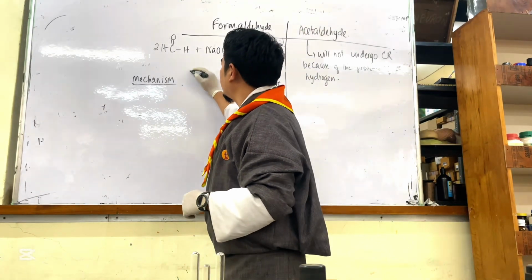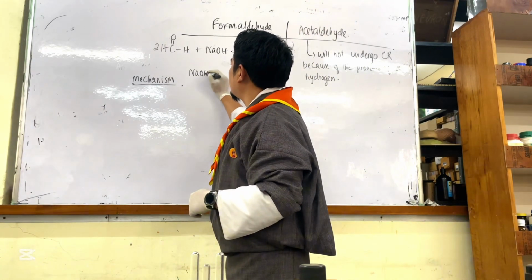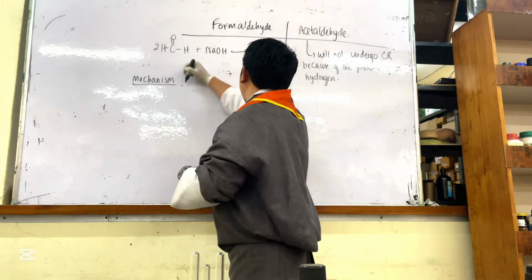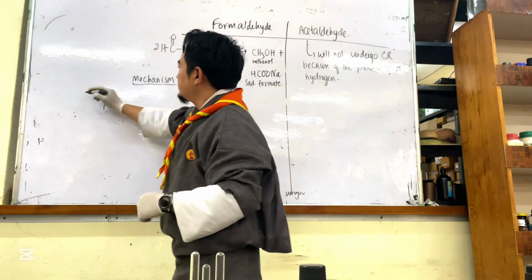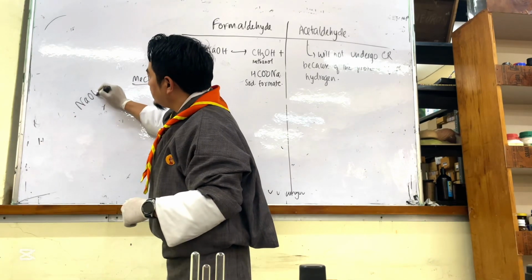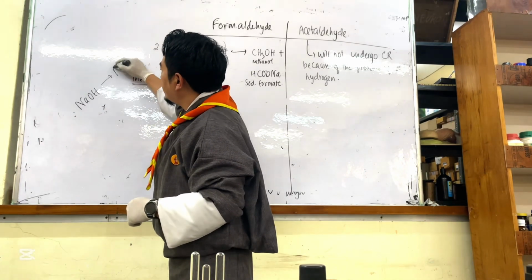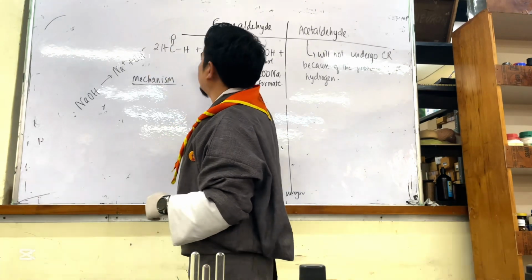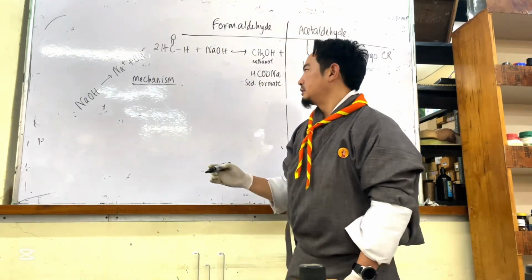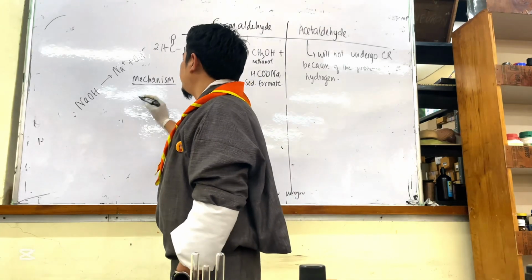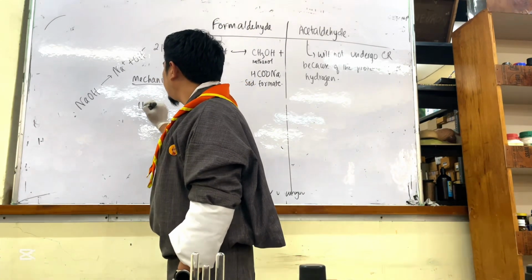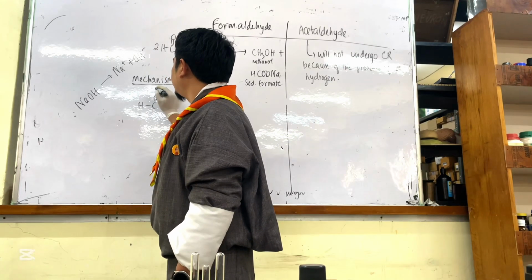We know the sodium hydroxide is going to dissociate into Na plus and OH negative ion. First, we will take the one mole. There are two molecules. First, we will take the first molecule and then react.